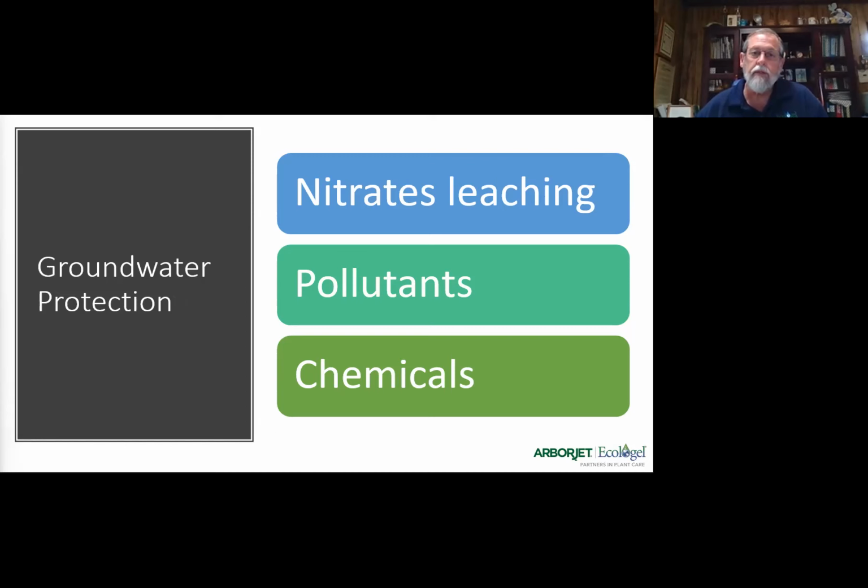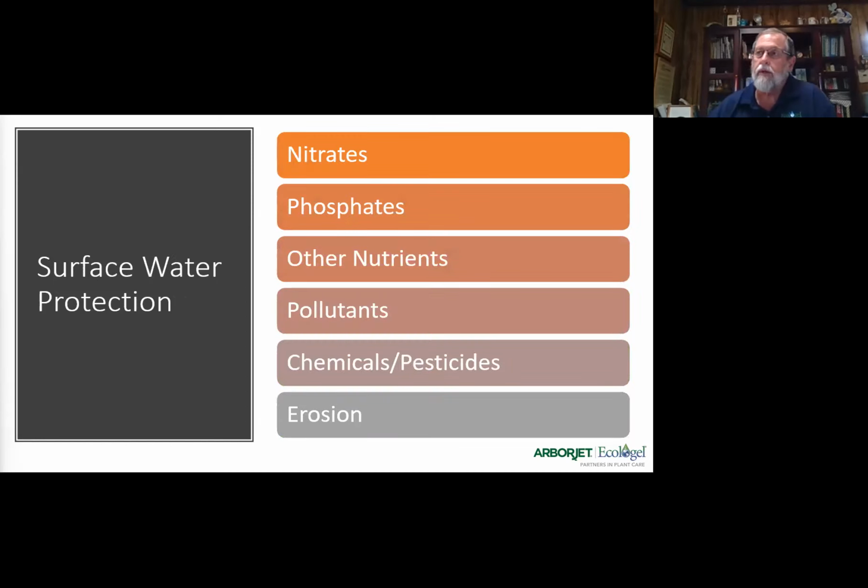And then when we're talking about the environment, we're also talking about surface water. Again, nitrates is an issue, but we see in many states a concern moves into phosphates and what they do as far as contributing to algae blooms and things like that in waterways. Then we have other nutrients, and again, pollutants, chemicals and pesticides. And of course, turf grass is very important in protecting surface waters from erosion. So all this is important when we talk about fertilizer efficiency.